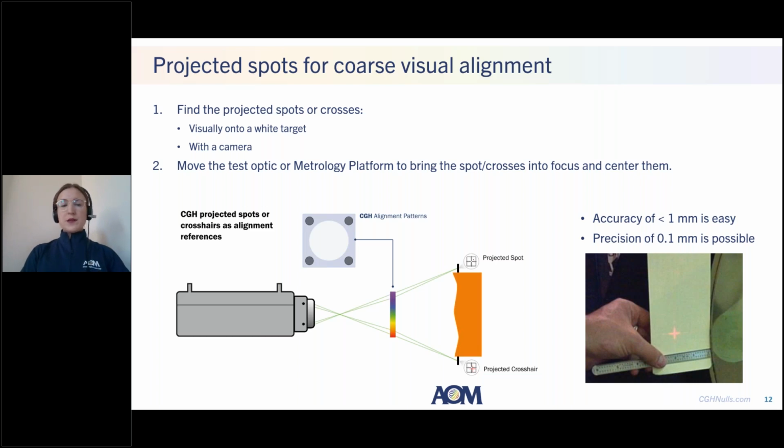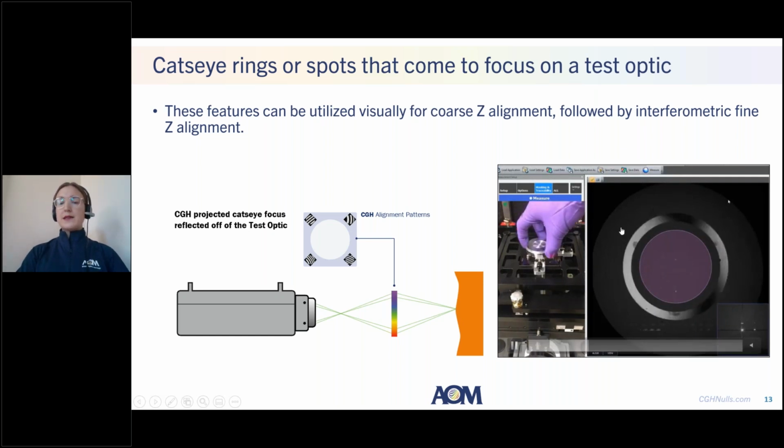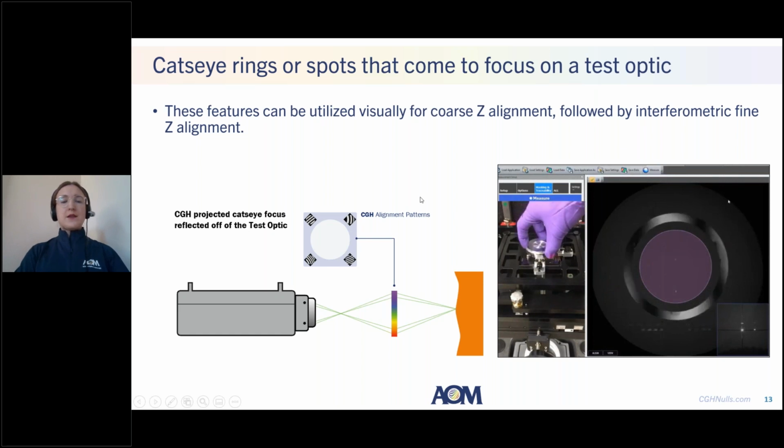So once we've done our coarse alignment, we can move on to our fine alignment. And one example of this is what's called a cat's eye focus. A cat's eye focus is an alignment pattern that comes to focus directly on the optical surface. It might focus on the vertex of the surface, or in the case of the example I showed at the beginning of my presentation, this ring is actually a cat's eye ring that focuses on a flat annulus that has been diamond turned into that optic. In either case, what the cat's eye feature allows you to do is get a sense of your focus or your Z alignment of your test optic.